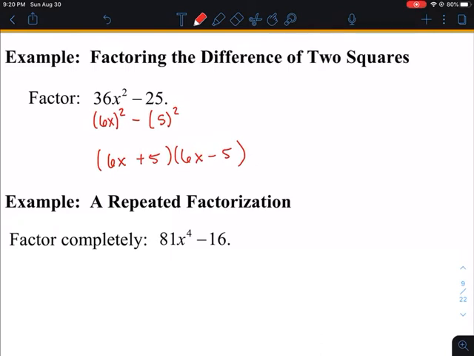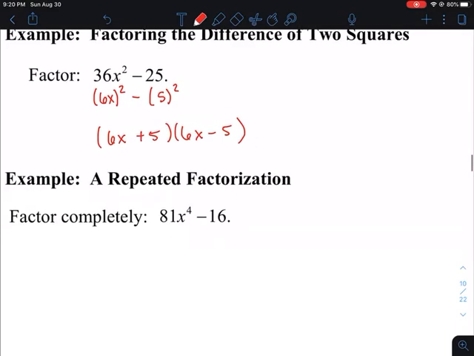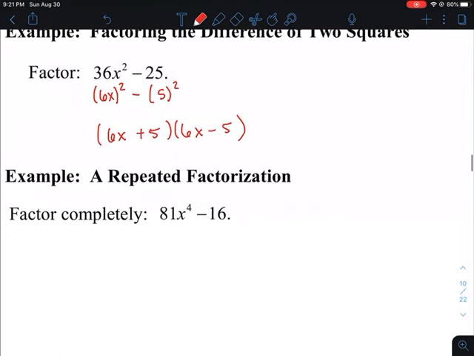The next example, they tell us that we have a repeated factorization. So in this case, we have a little bit more than one step to do. It says to factor completely, we have 81x to the fourth minus 16. So if I look at 81x to the fourth, well, that's going to be a 9x squared that's squared. To get x to the fourth, 2 times 2 is that 4. Remember the parentheses in between tell us to multiply those exponents. And then minus 16 is made up of a 4 that's being squared.